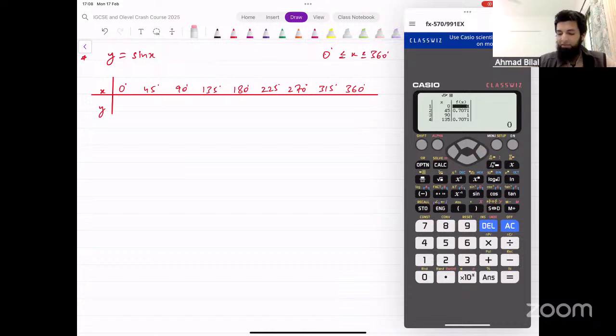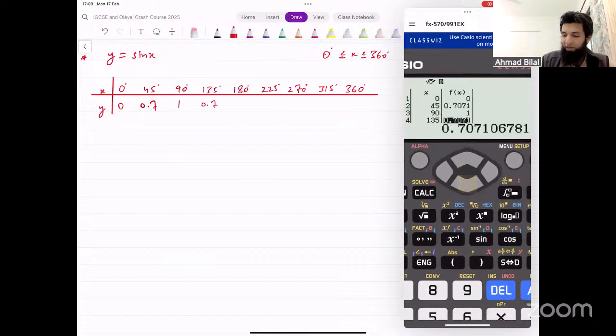So if x is 0, y is 0. If x is 45, y is 0.7, right? Approximately that's the value. If x is 90, y is 1. If x is 135, it's 0.7 again. If x is 180, y is 0. If x is 225, y is minus 0.7. When x is 270, y is minus 1. At 315, it's minus 0.7 again. And at 360, it is 0 again.